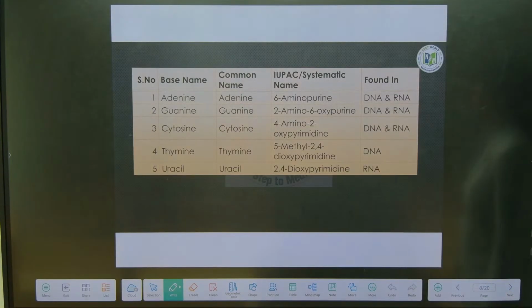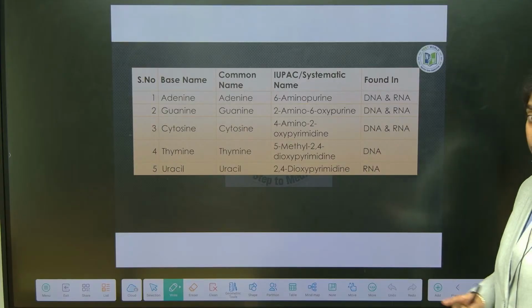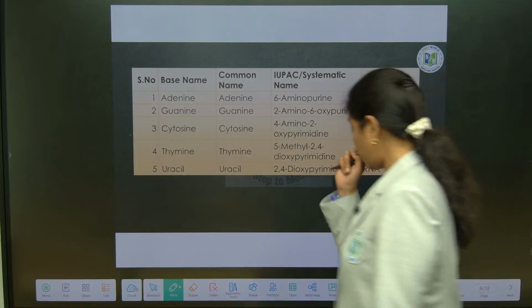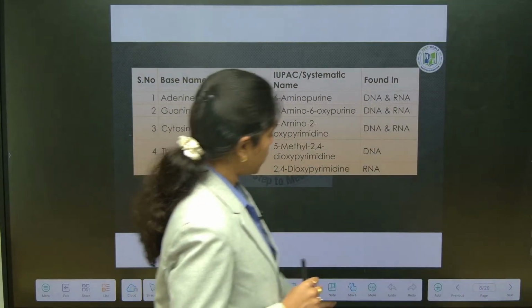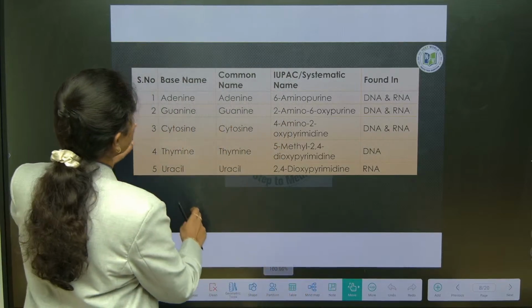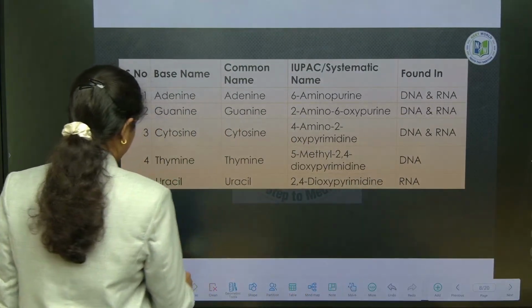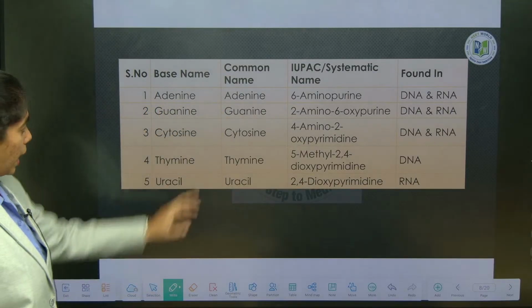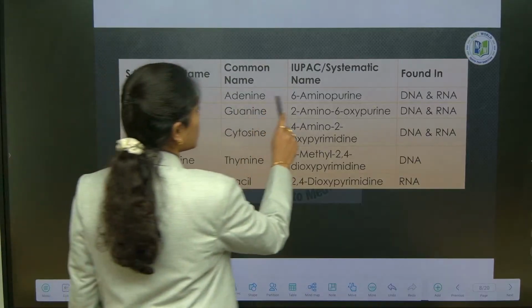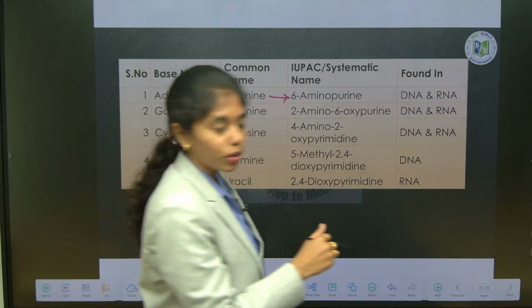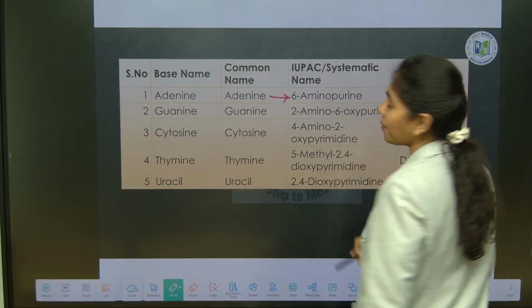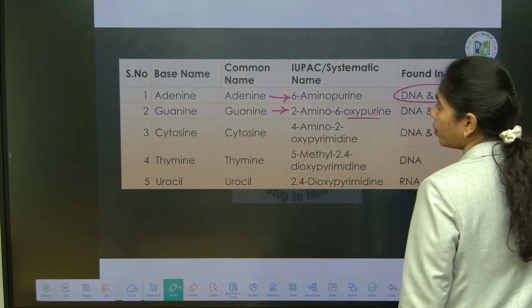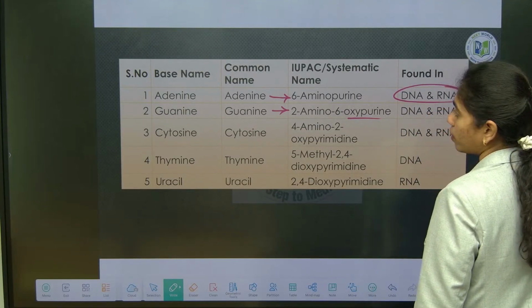Here we go with IUPAC names. Important for mol bio, important for biomolecules as well, because in both the chapters we are having this. Adenine, whose IUPAC name is 6-aminopurine. This is present both in the DNA and RNA. Guanine, 2-amino-6-oxypurine. If you want, you can get the reference of the structures also.